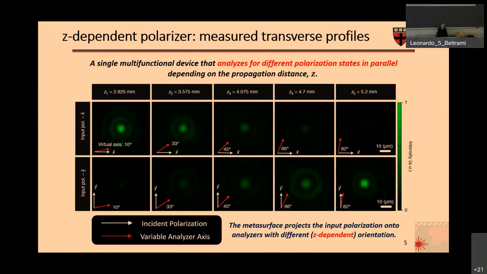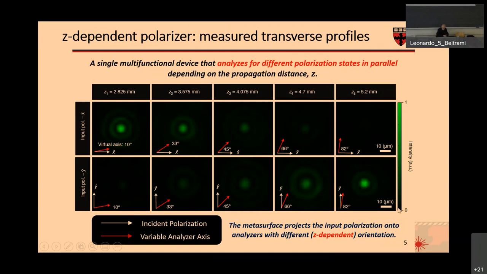A Z-dependent polarizer. So the idea: we have a metasurface here. You take the incident polarization first along X, and we measure the intensity along the propagation using a 4F system. You see, it's as if you had a virtual polarizer along the axis. It's kind of neat. So the intensity fades away until it reaches a minimum, and then for Y polarization it's the opposite behavior. So it's as if you had a virtual polarizer along the direction of propagation.